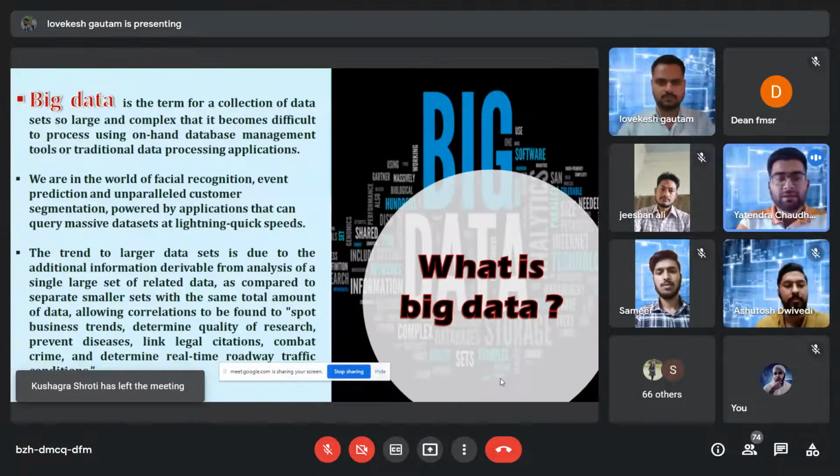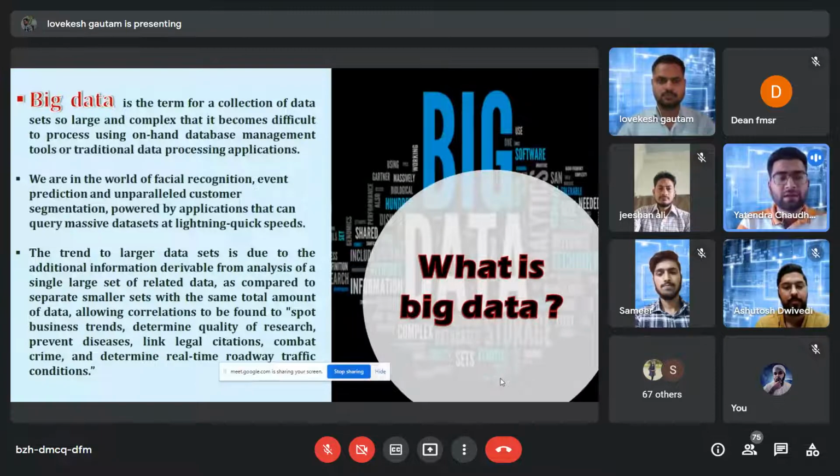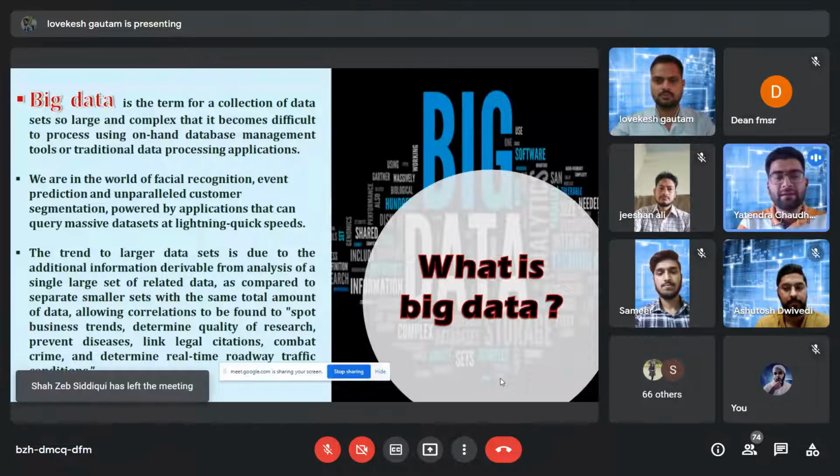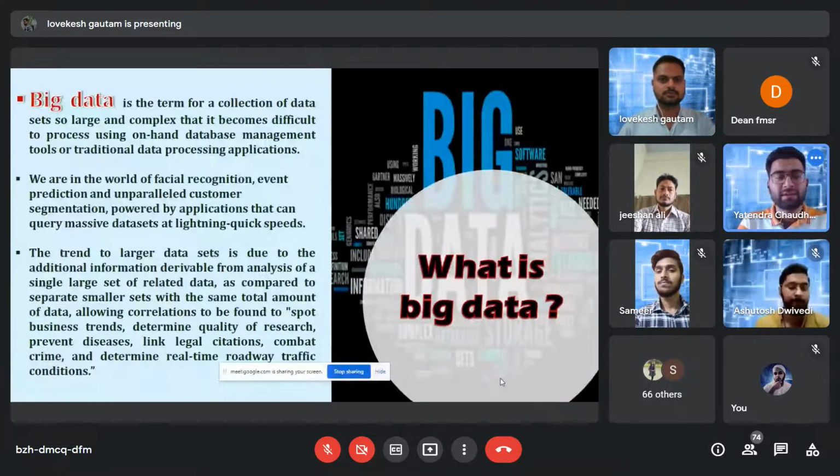And now I will tell you the answer to the first question which comes to our mind, that is, what is big data. So big data is the term for a collection of data sets so large and complex, and this word complex is important here, that it becomes difficult to process using on-hand database management tools or traditional data processing applications. Now we are in the world of facial recognition, event prediction, and unparalleled customer segmentation powered by applications that can query massive data sets at lightning quick speeds. So this is the reason for big data.